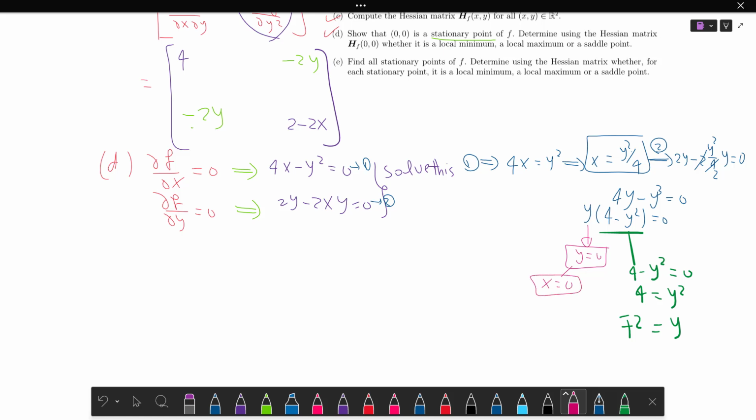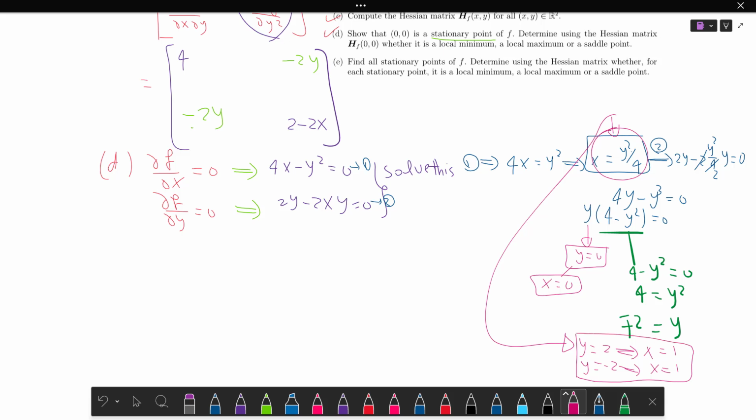If y equals 2, x equals what? This is the relation between x and y. No, this is x equals y squared over 4. So you have x equal to 1, right? If y is equal to minus 2, x is also equal to 1, right? Because this is a relation between x and y here. Got it? Just take your time.